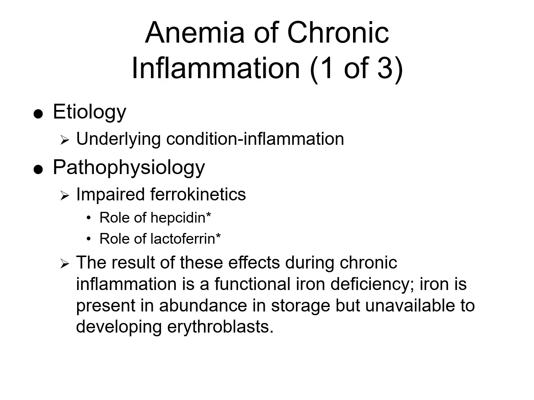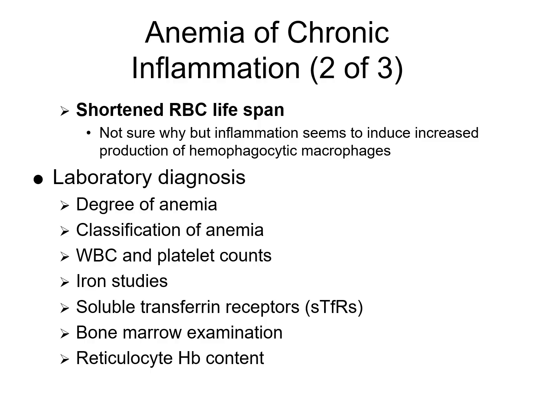So iron is present in abundance in storage sites, but it's unavailable to developing erythroblasts, which actually causes anemia despite the body having adequate iron levels. Shortened red blood cell lifespan. The exact mechanism is unclear, but inflammation is associated with increased production of hemophagocytic macrophages. These macrophages actively phagocytize red blood cells, contributing to a shortened red blood cell lifespan. This further exacerbates anemia beyond impaired iron utilization.